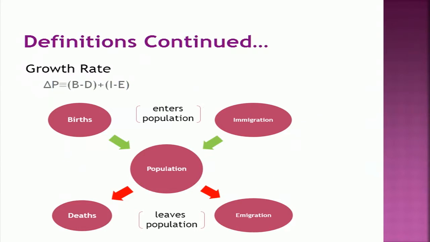Researchers can create a simplified equation to calculate the growth rate of a population by knowing 4 characteristics of the population: births, deaths, immigration, and emigration. Births and immigration represent individuals moving into a population, while deaths and emigration represent individuals leaving a population. This is a simplified equation.